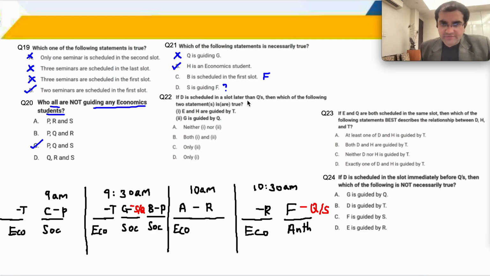And now we have certain questions over here. If D is scheduled in a slot later than Q, D is after Q, that means Q cannot come here, because D would not be able to come after it. Okay, so you have S here and Q here. After Q comes your D. D is after Q.